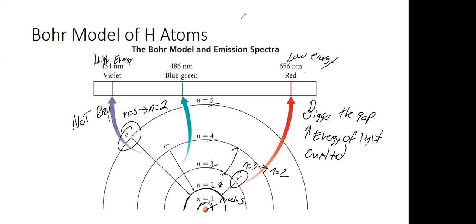The bigger gap you have to cross, the more energy you need to cross that, and so you'll let off higher energy of light. The shorter gap you have to cross, the less energy you need to do that, and so you'll emit lower energies of light. All right. Questions about that idea or questions about the Bohr model of hydrogen or the Bohr model of atoms in general?